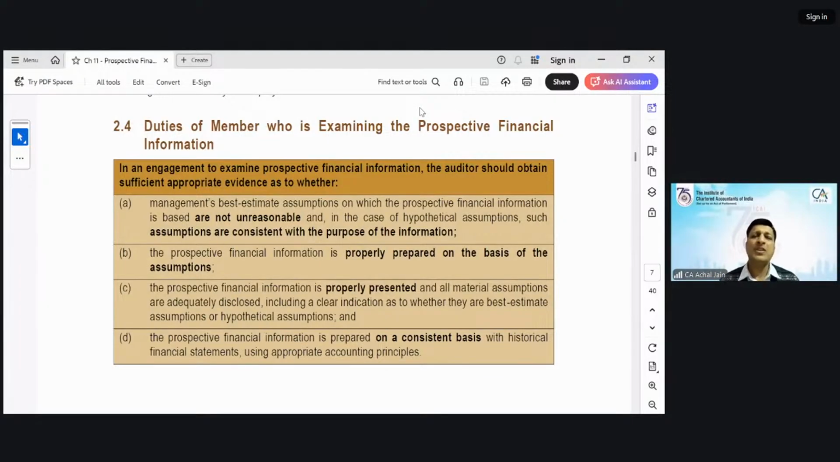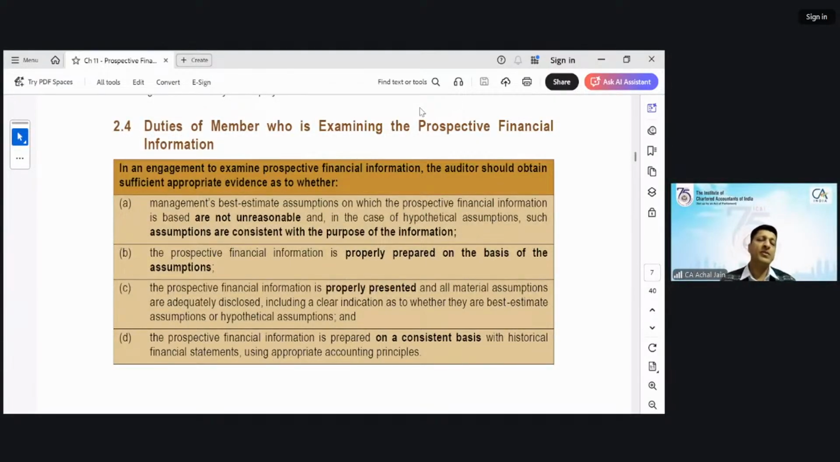So let's suppose those assumptions have been looked at. Those have been verified that yes, of course, these are the assumptions which the management can easily explain. Okay. But the next part will be to understand and to ensure that those assumptions are logical, those are reasonable.